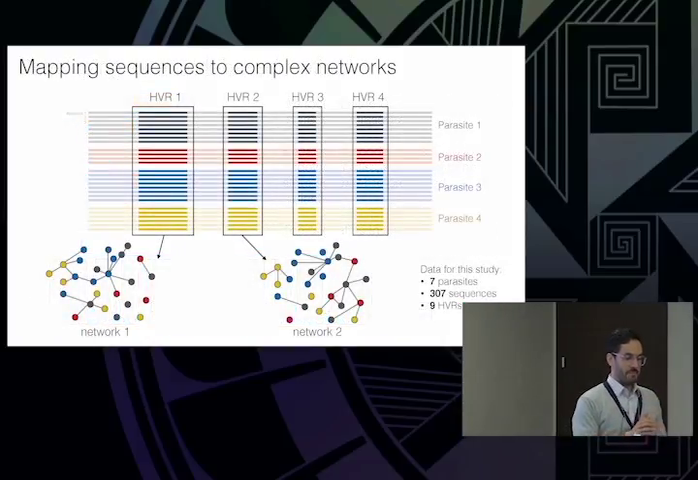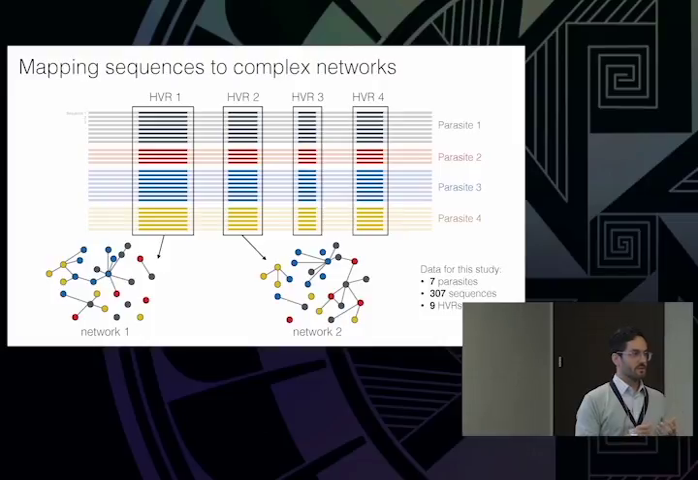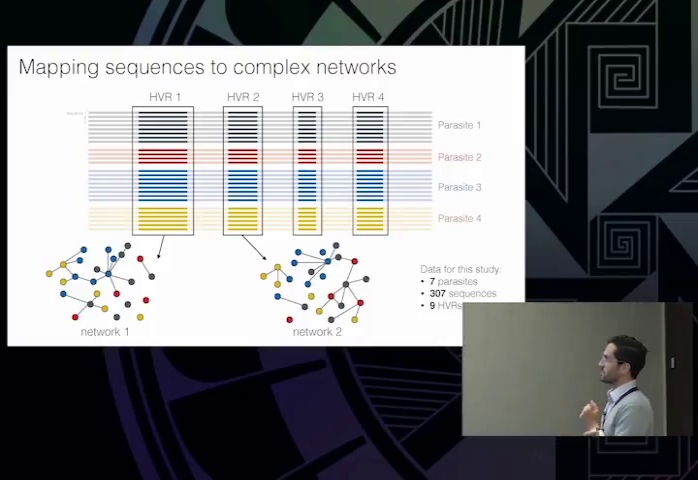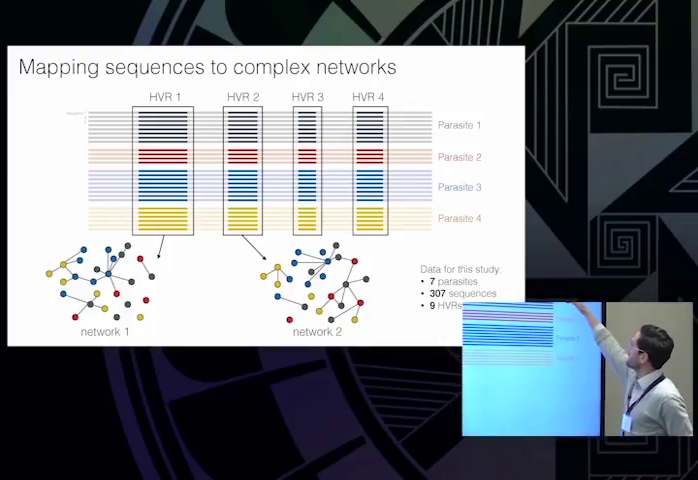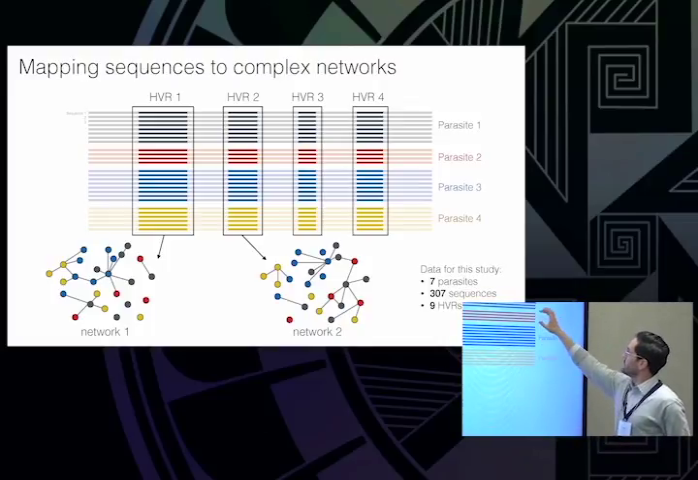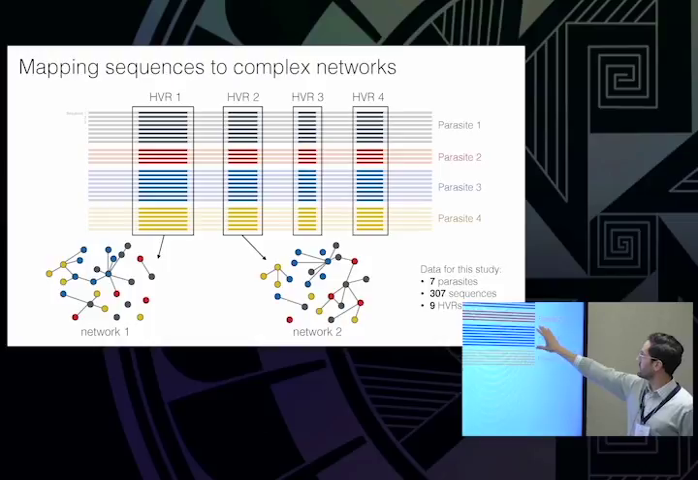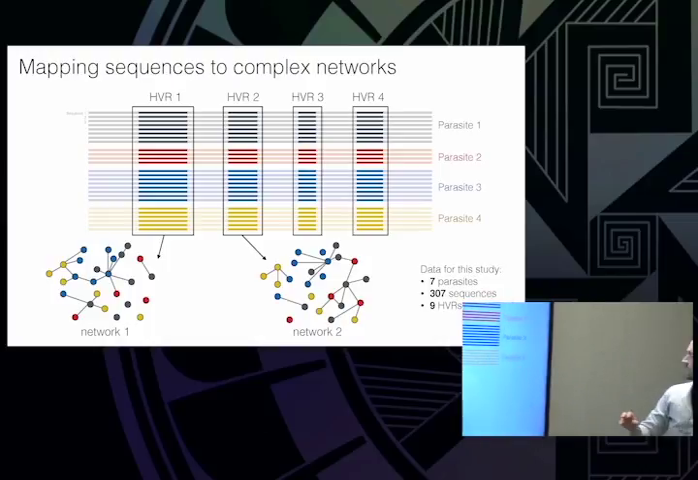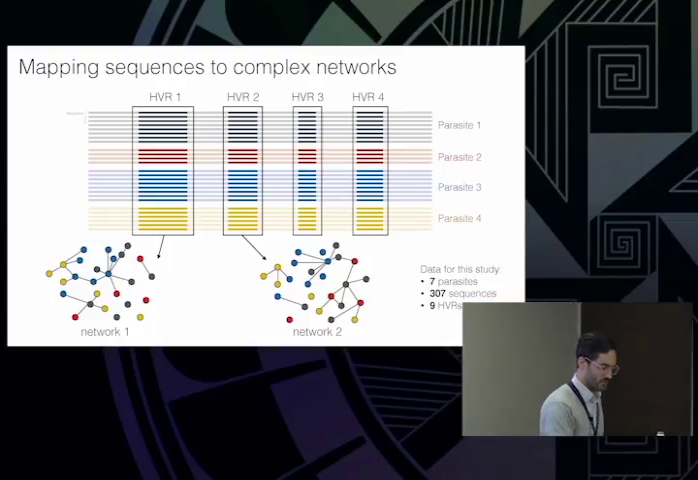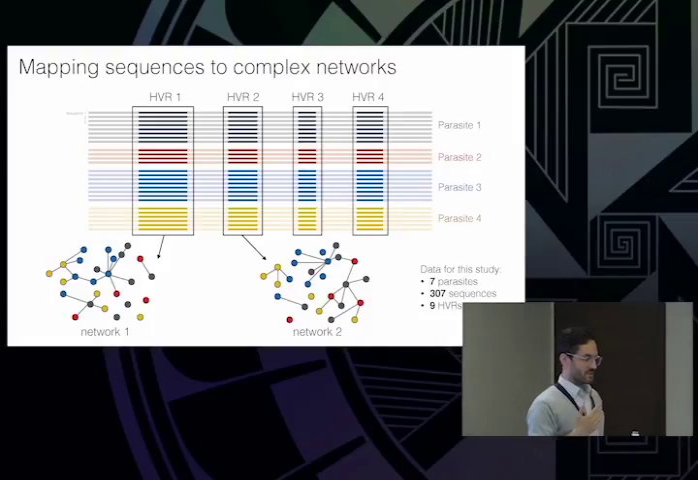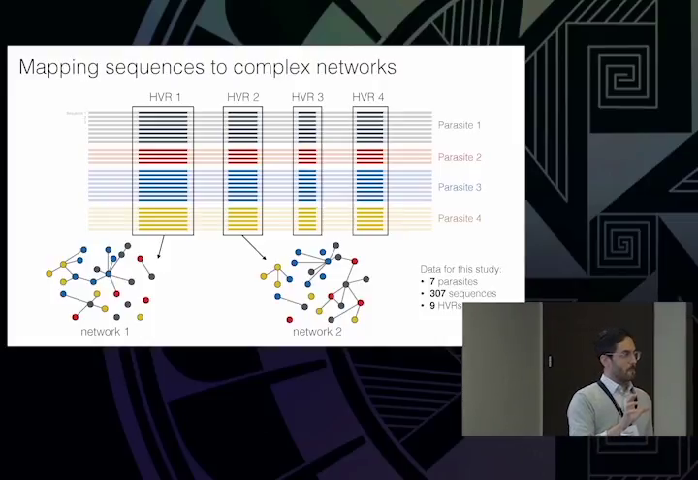So what we're going to do is map sequences to complex networks with that variable region idea in mind. Here I'm just showing you a cartoon version: a bunch of sequences from one parasite, 4 sequences from another, 3 from a third, and some number from a fourth. What we're going to do is line them up, take out those conserved regions to find the highly variable regions, or HVRs, in between. And at each one, we'll build a network.